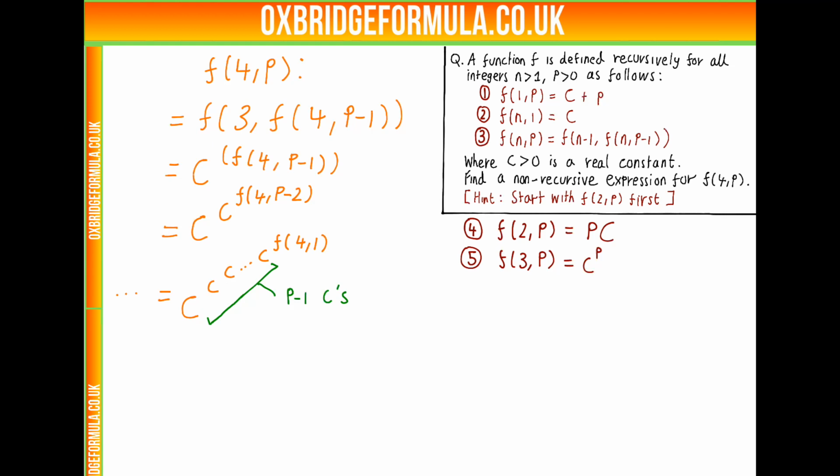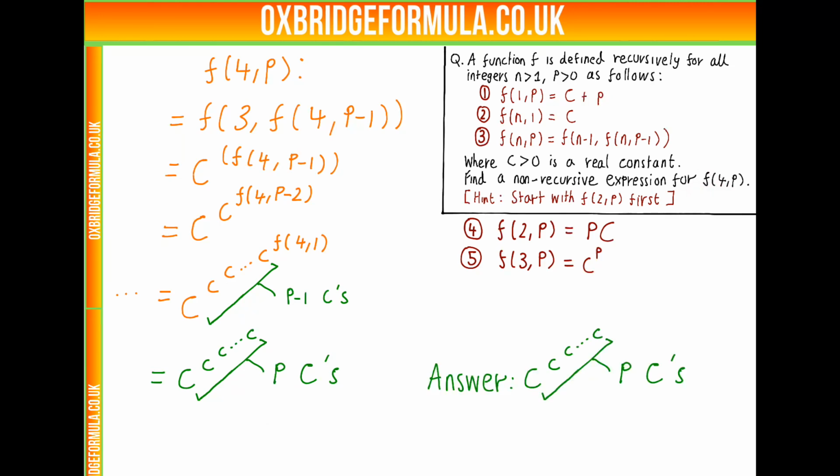And now we just need to utilise the final part of f, that f(n, 1) is c. So f(4, 1) is c. So we end up with c to the c all the way up to here with p c's in this expression. And this is our expression for f(4, p) as required. And so we're done. And this is our answer.